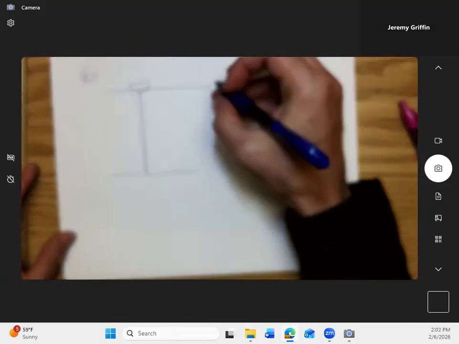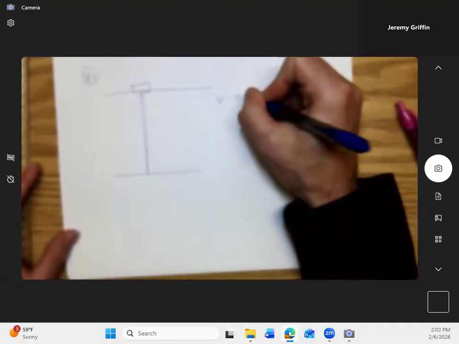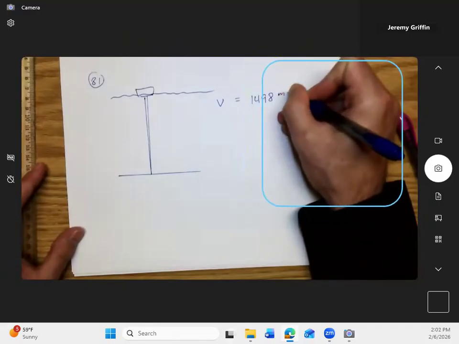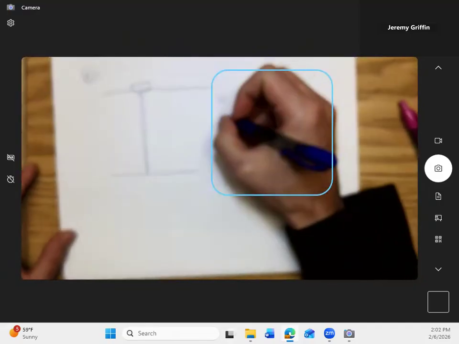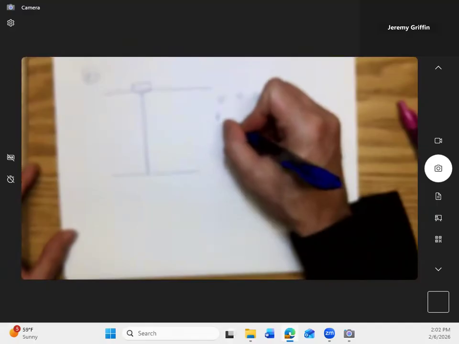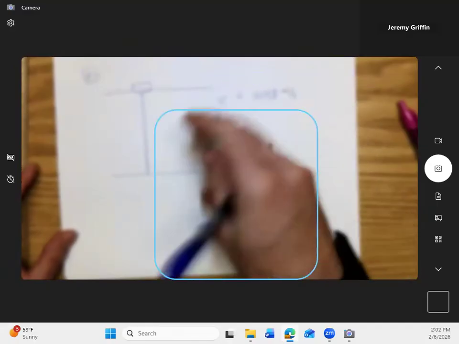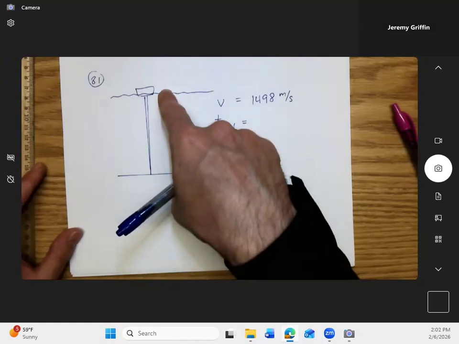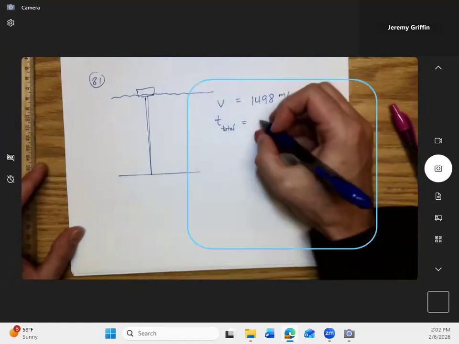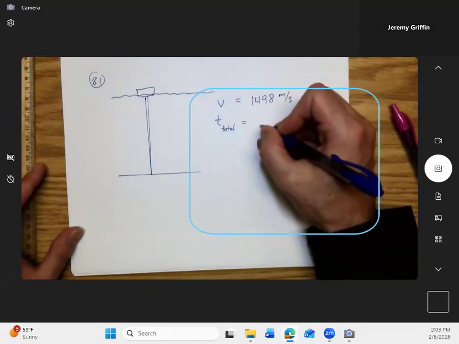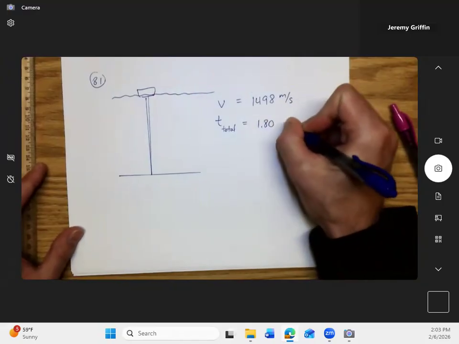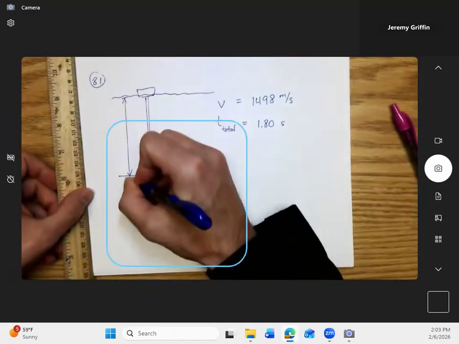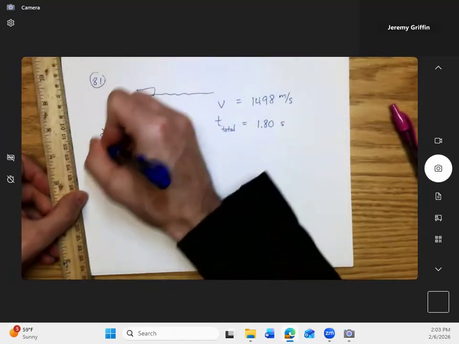And I know that the speed of the wave is 1498 meters per second. I'm going to call the time t total because it is a round trip. Doesn't the signal have to go all the way down to the floor and back up to be detected? That was 1.80 seconds. Call this D for depth.